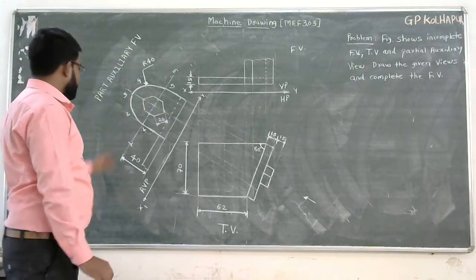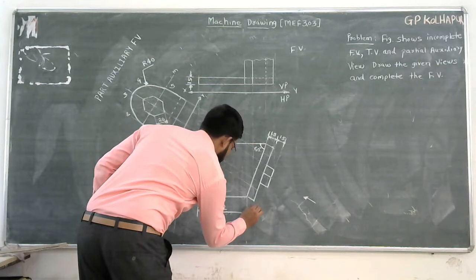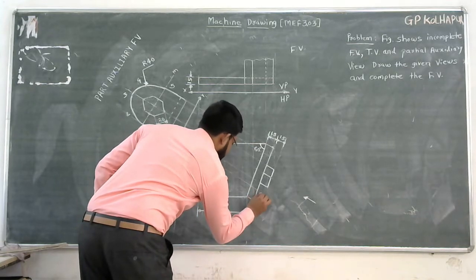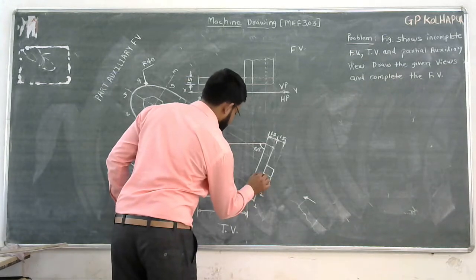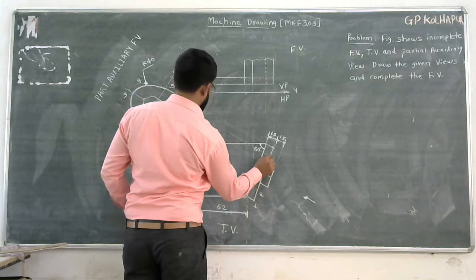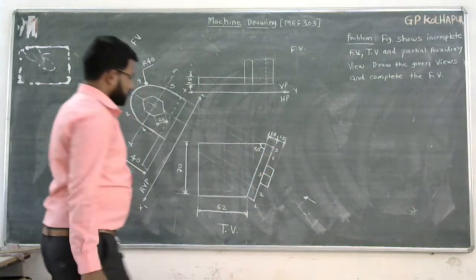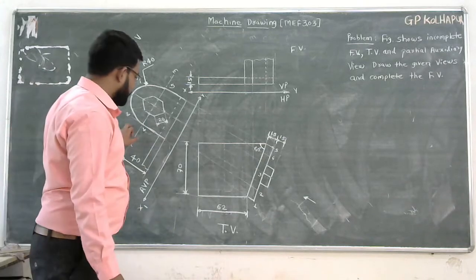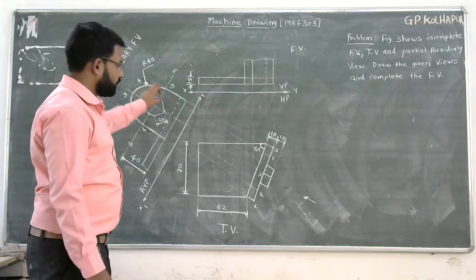Now locate the points. This is point 1 at this corner. This will be 2. Then this point will be point 3. This is point 4, and this is point 5. So I have located all the 5 points: 1, 2, 3, 4 and 5.